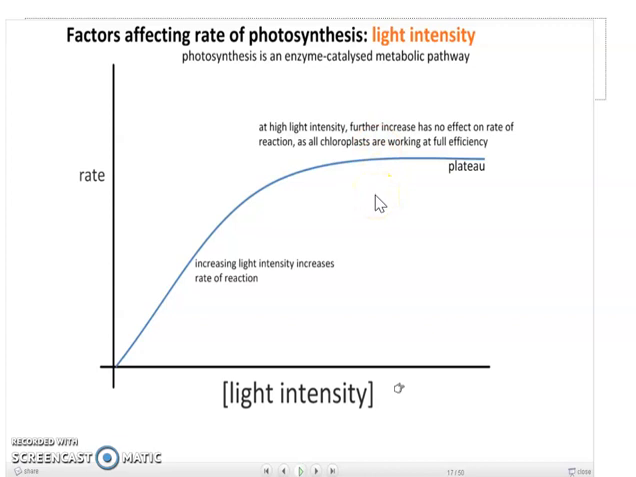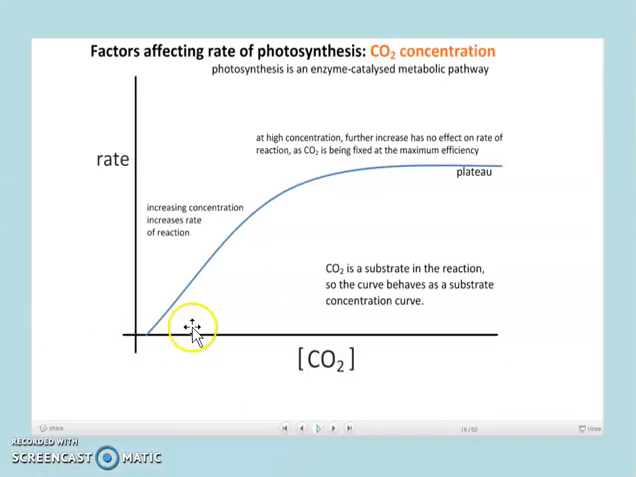And we had that racing car analogy last week, which I loved. It's a really good analogy. And if we look at the next slide, we can see we've got a similar shape of curve for carbon dioxide concentration. So if we increase the amount of carbon dioxide, we increase the rate of reaction until we get to this section here. And at this section, carbon dioxide is no longer the limiting factor.